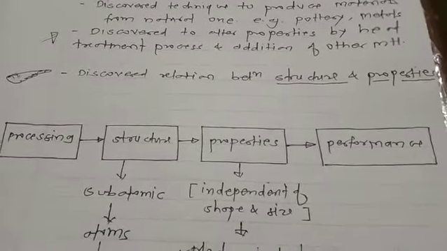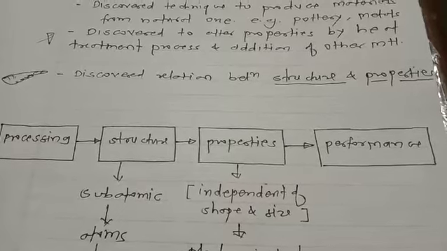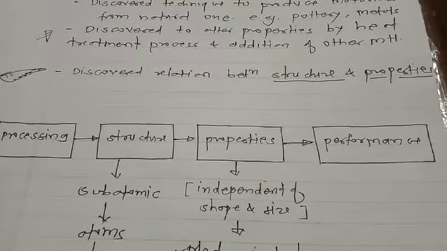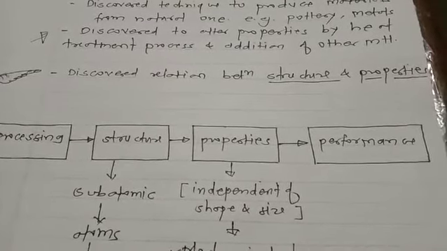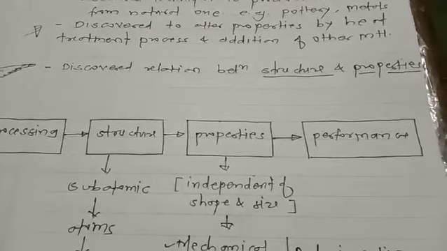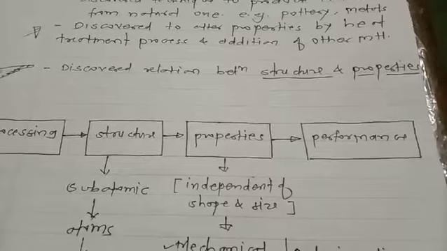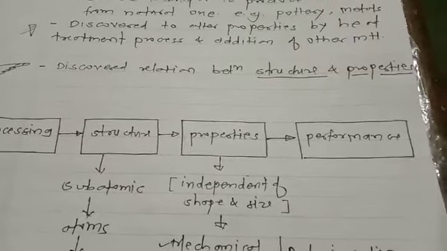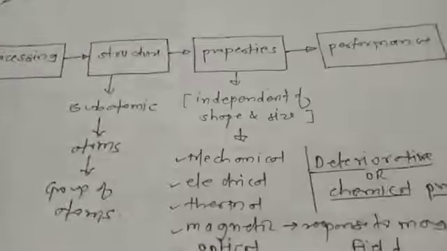If you process the material in the wrong way, you will get the wrong structure. There's no proper structure you will get, and definitely you will not get the better properties, and at the last you will get the wrong performance, right? Then what do you mean by structure?